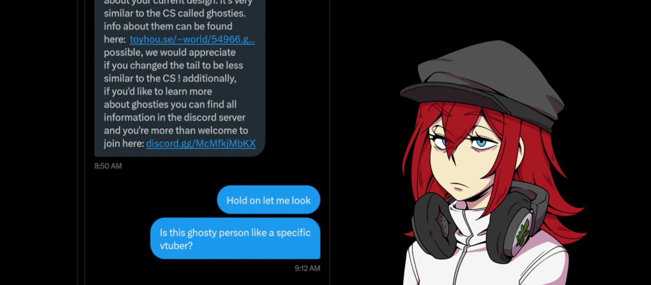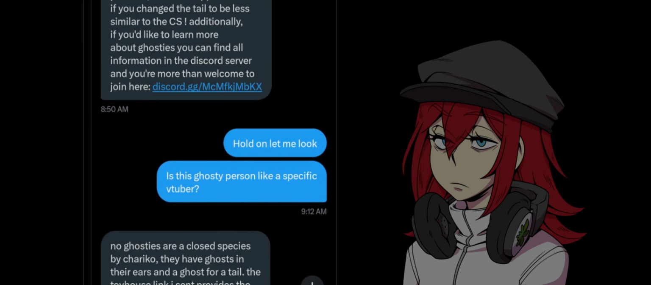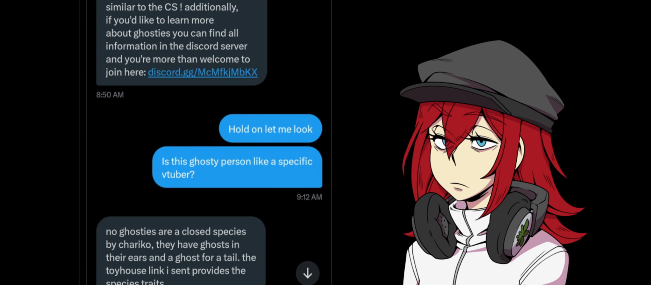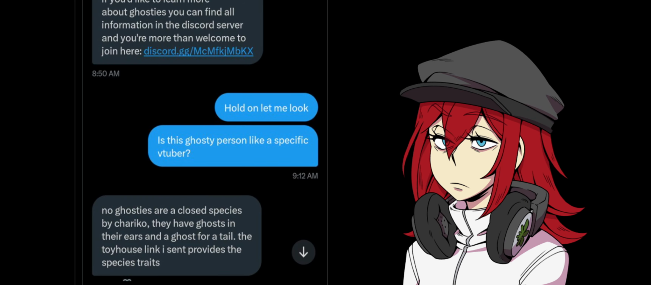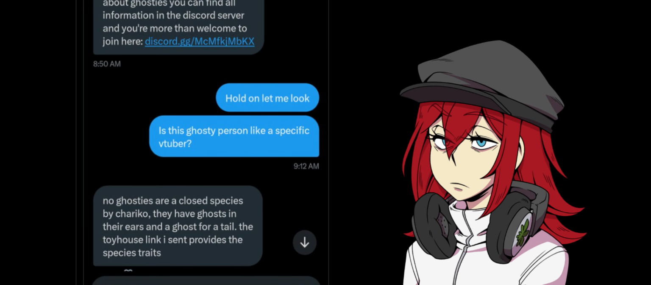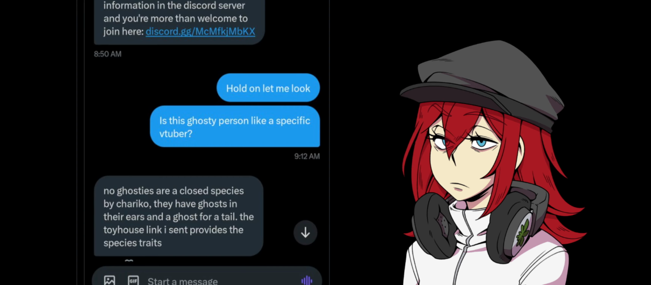Hold on, let me look. This Ghosty person, like a specific VTuber? No, Ghosties are a closed species by Chariko. They have ghosts in their ears and a ghost for a tail. The Toyhouse link I sent provides the species traits.